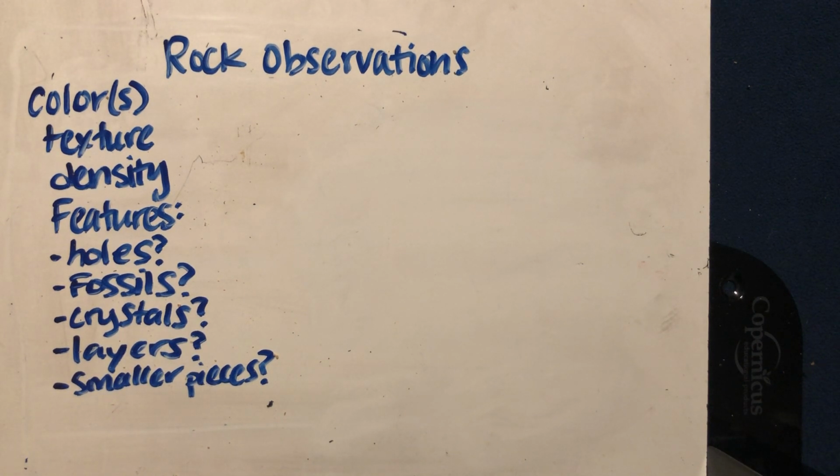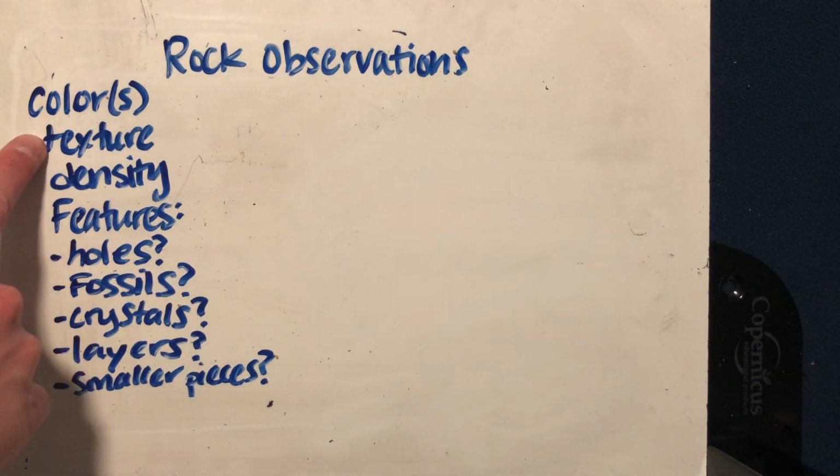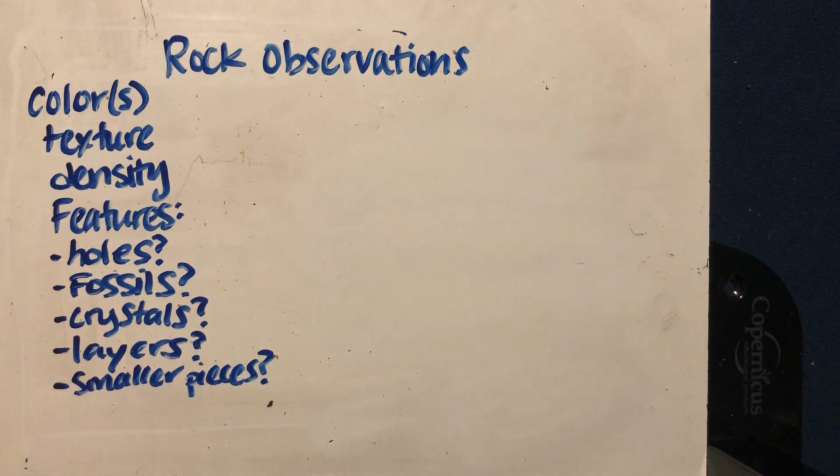Okay. So the list here is all ways that scientists typically observe rocks. So they make note of their color, their texture, what the surface feels like, density, whether it has any of these special features. Does it have holes, fossils, crystals, layers, or smaller pieces that are all compacted together to make a larger sample? So those are some of the key features.